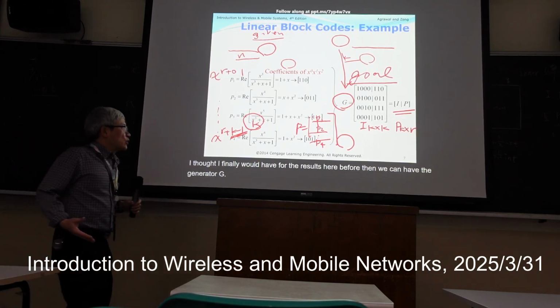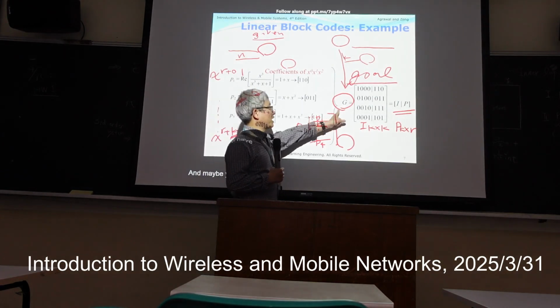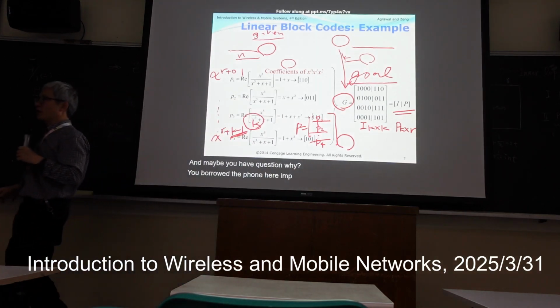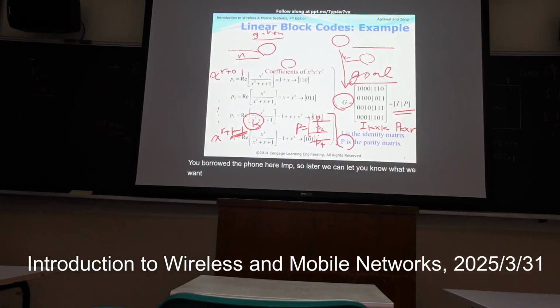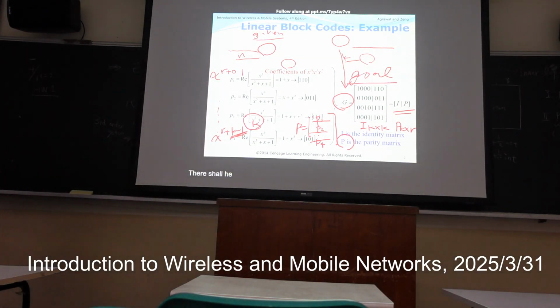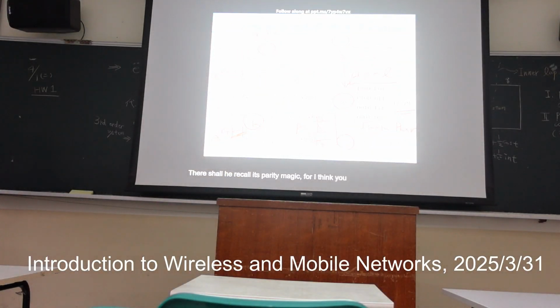And maybe you have a question: why does G follow the form here, I and P? Later we will let you know what we want to have. The name for P, we call it the parity matrix. And I think you understand the meaning of the identity matrix.